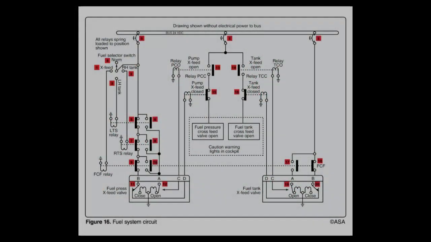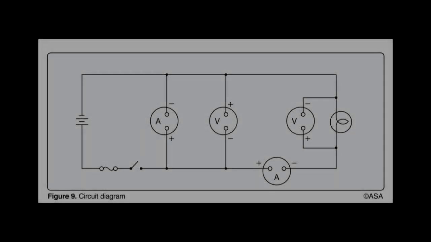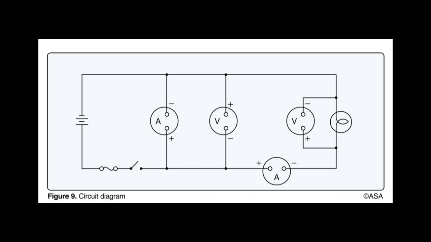Refer to Figure 16. With power to the bus and the fuel selector switched to the right-hand tank, how many relays in the system are operating? 3. Refer to Figure 9. How many instruments, voltmeters and ammeters, are installed correctly? 2.